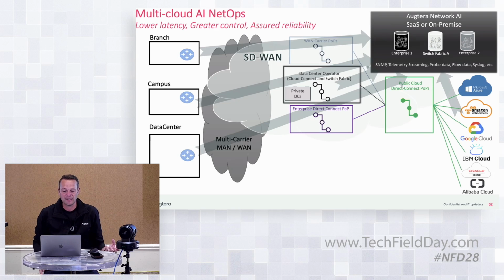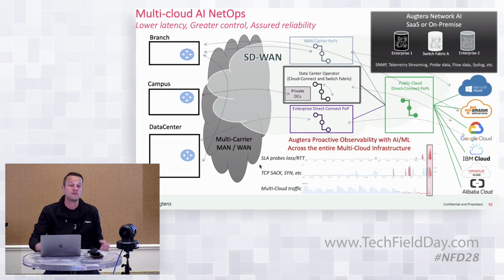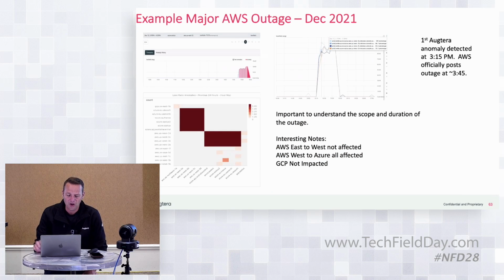And this is the thing that Augtera can solve, because we can collect data from this multi-cloud network. We also have our own probe data you can put in the network to really understand where the issue's at, who's experiencing pain, and what application it's affecting. So that's kind of the genesis of this session. And I thought we'd start with an example.